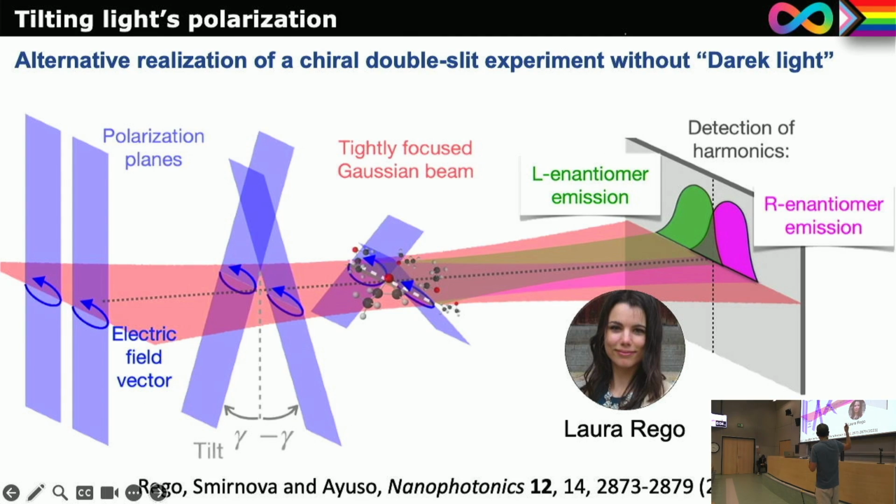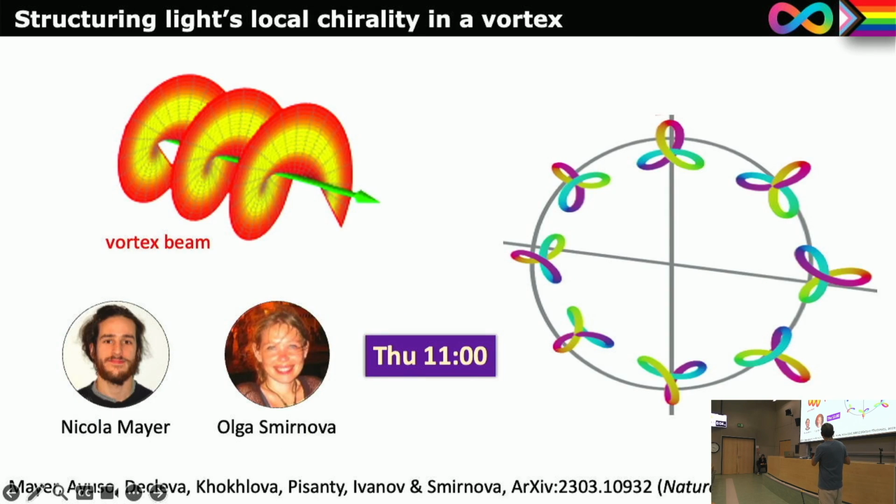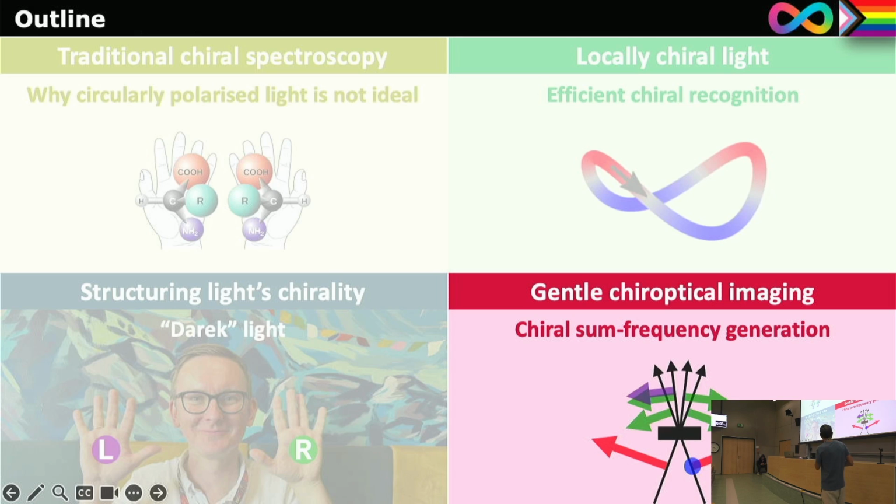We found recently that you can realize a similar experiment without chiral light, and if you're interested, I can tell you more later, but I don't have time. Olga is going to talk on Thursday about how you can structure chirality in a vortex and how this leads to robust and enantiosensitive observables. And I'm going to tell you about chiral sum frequency generation.